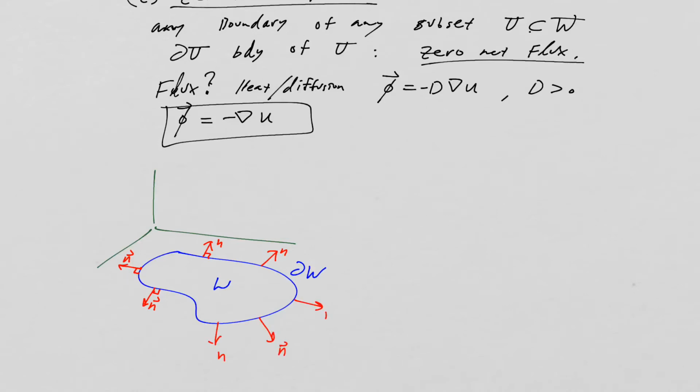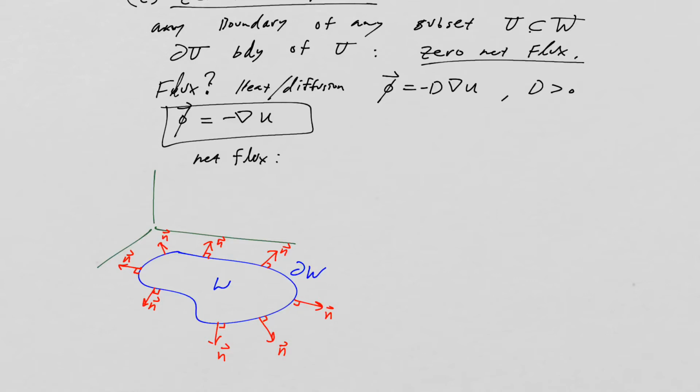So I'm just drawing a sampling of what these normal vectors look like. You can imagine at every point on the boundary, there would be a normal vector that you could visualize there. Like there, okay? All right, and then what we want to do is compute the net flux.